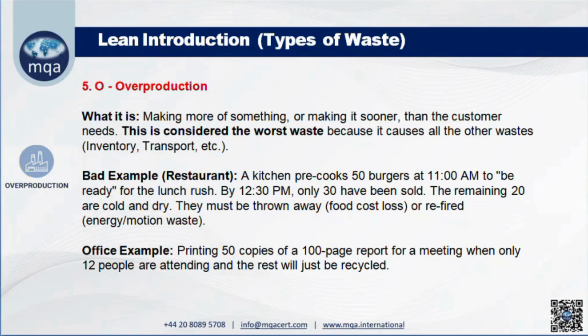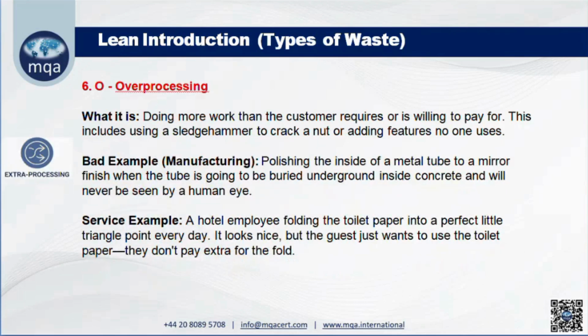Another overproduction example: printing 50 copies of a 100-page document, presuming that there will be 12 people attending a meeting, and only half of them come. All the remaining printouts are lying somewhere, and then they are sold as garbage. Similarly, over-processing: doing more work than the customer requires or is willing to pay for.